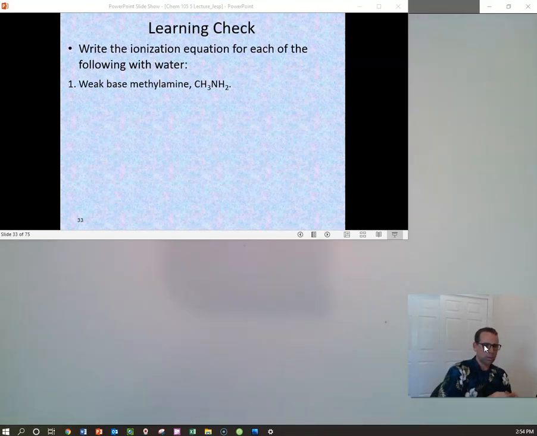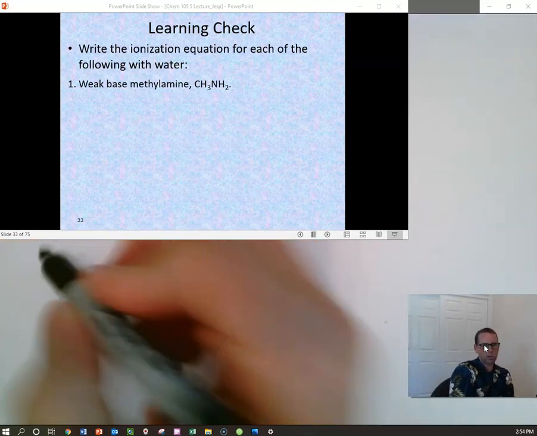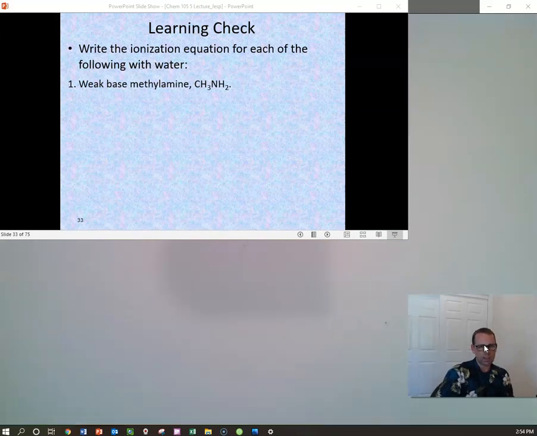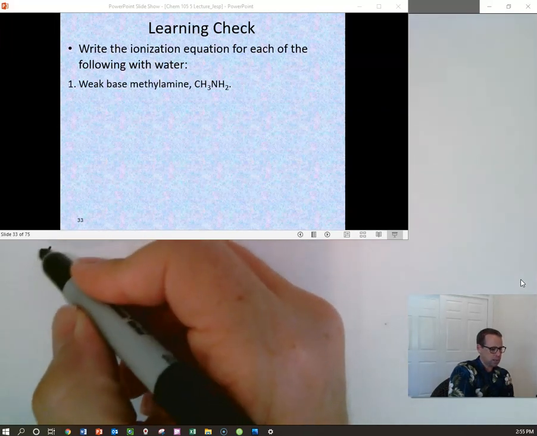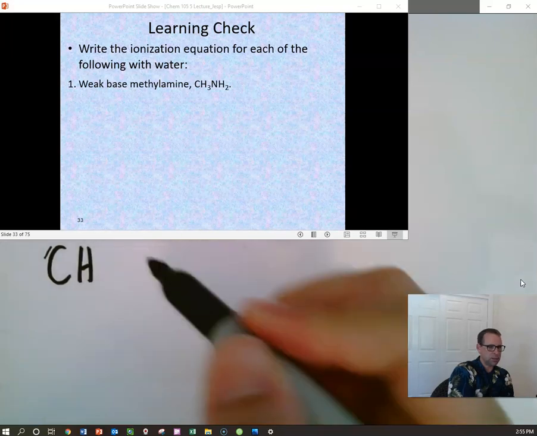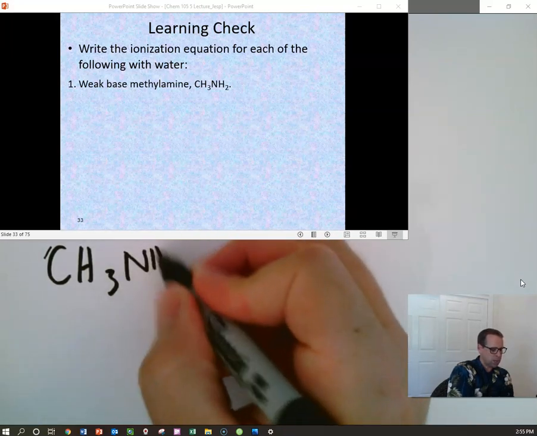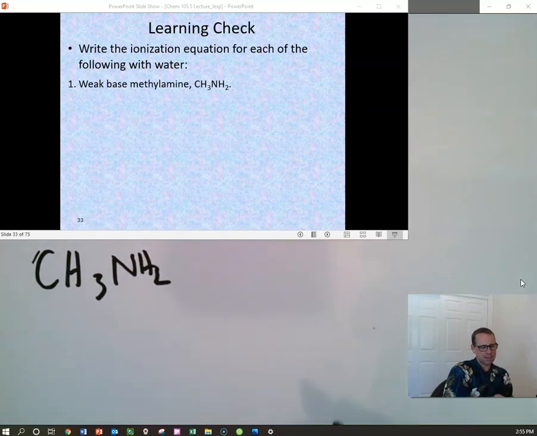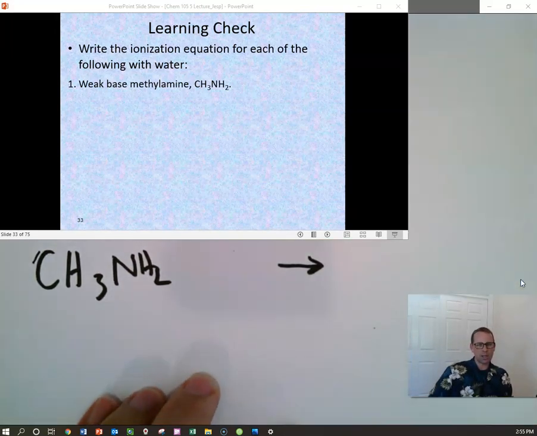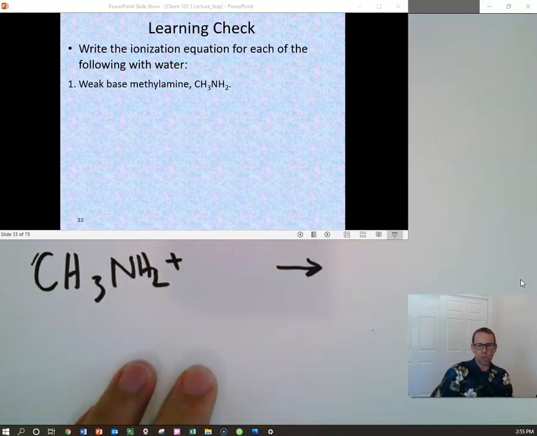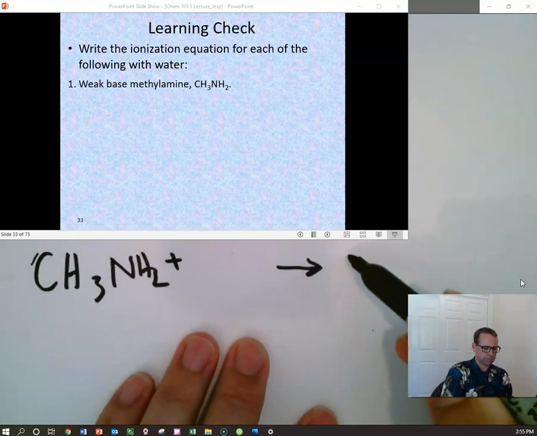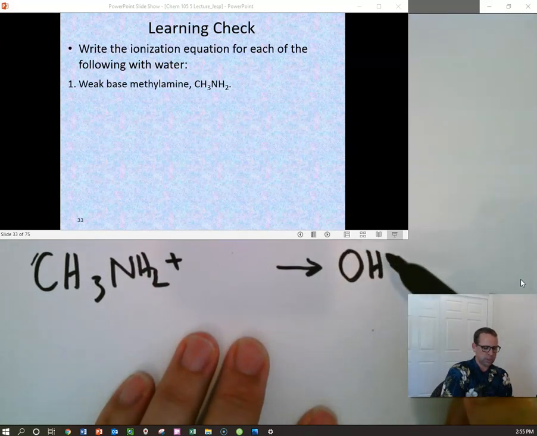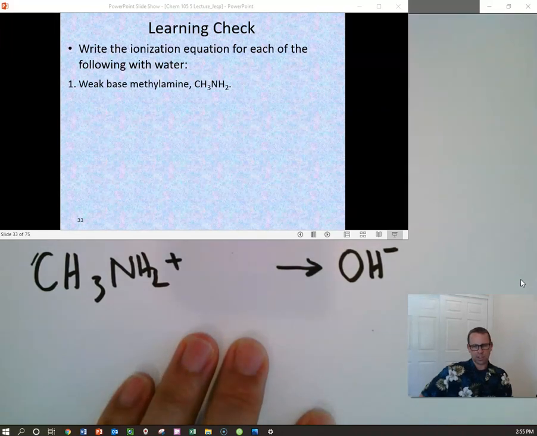We saw how strong acids ionize, and we saw how weak acids ionize. But we haven't talked about how weak bases ionize. And this is how they ionize. If we have this weak base, CH3NH2, now remember, a base is a compound that when you put it into water, what comes out? Do you remember? It's the OH minus ion. Yeah, that's a base.